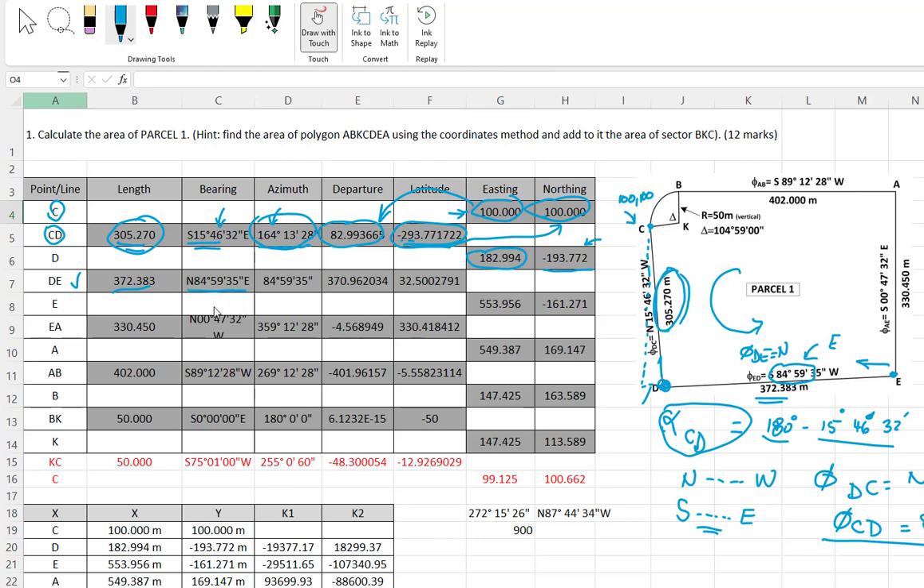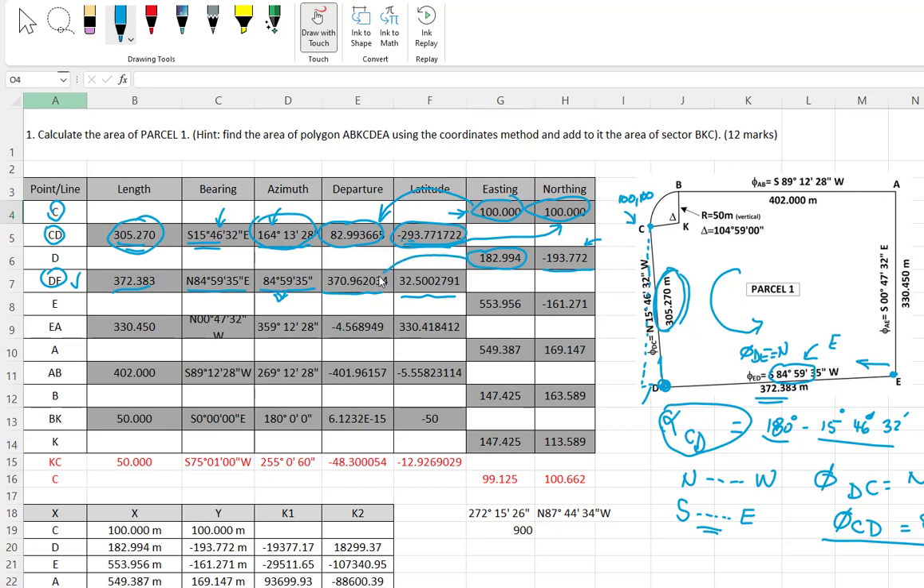This is in the first quadrant. Northeast is the first quadrant. So the azimuth is the angle itself. Now we will calculate the departures and the latitudes for the line DE, which is the length multiplied by cosine the azimuth and sine the azimuth. The departure is the sine of the azimuth. So it's 372.38 sine 84. It will give you this, and cosine, it will give you that.